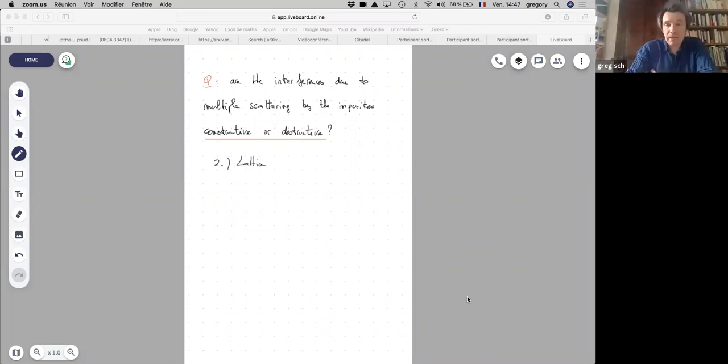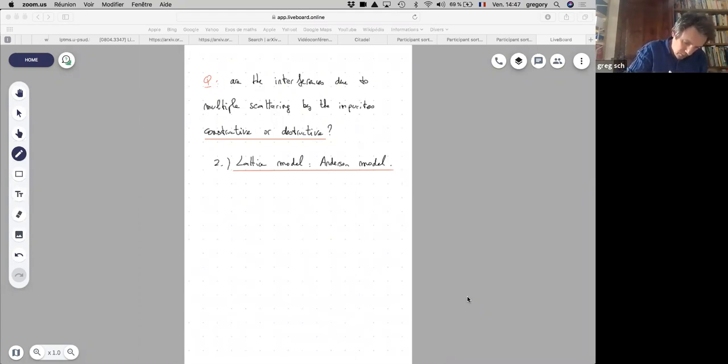Okay. So let's continue then, and let's go to the lattice model, which is sometimes called Anderson model. Okay. So let me just illustrate it in 2D because it's always simpler.